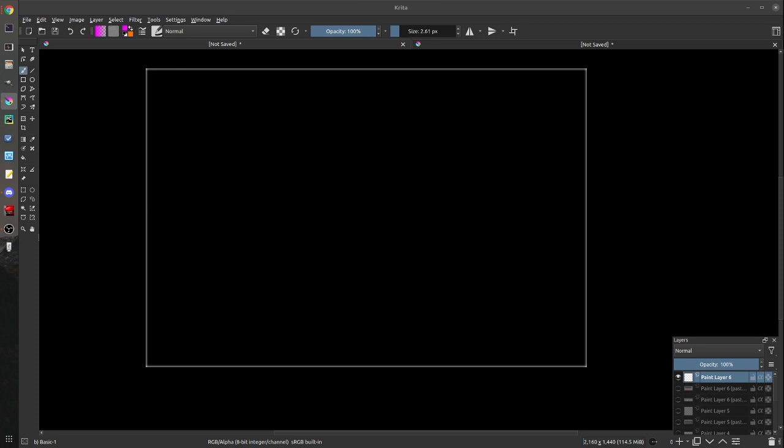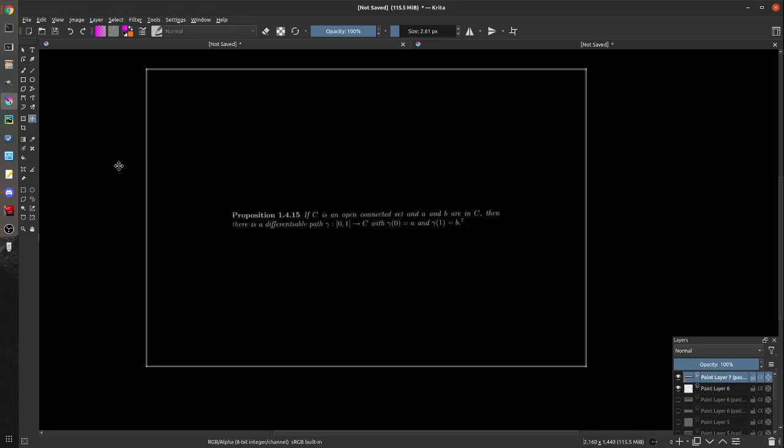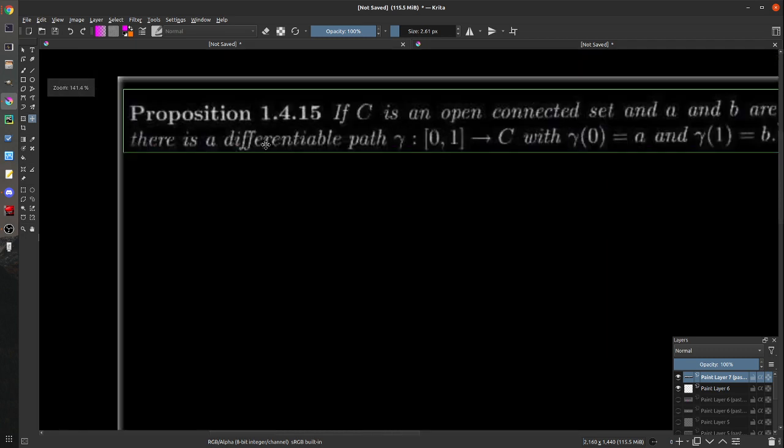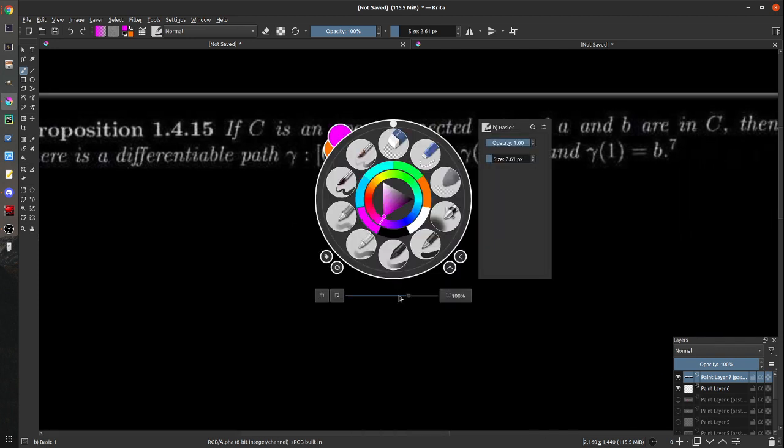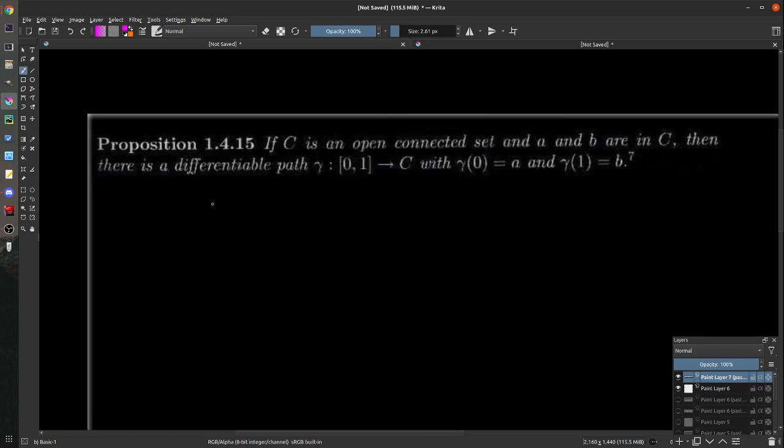All right, so the next proposition here, this bad boy. If C is an open connected set, and A and B are within C, then there's a differentiable path gamma from the closed interval from 0 to 1 in C, with gamma of 0 is A and gamma of 1 is B. So this says that if you have open connected sets, not only do you have path connection, but there are differentiable paths. So that's kind of cool. Differentiable paths, that's important.